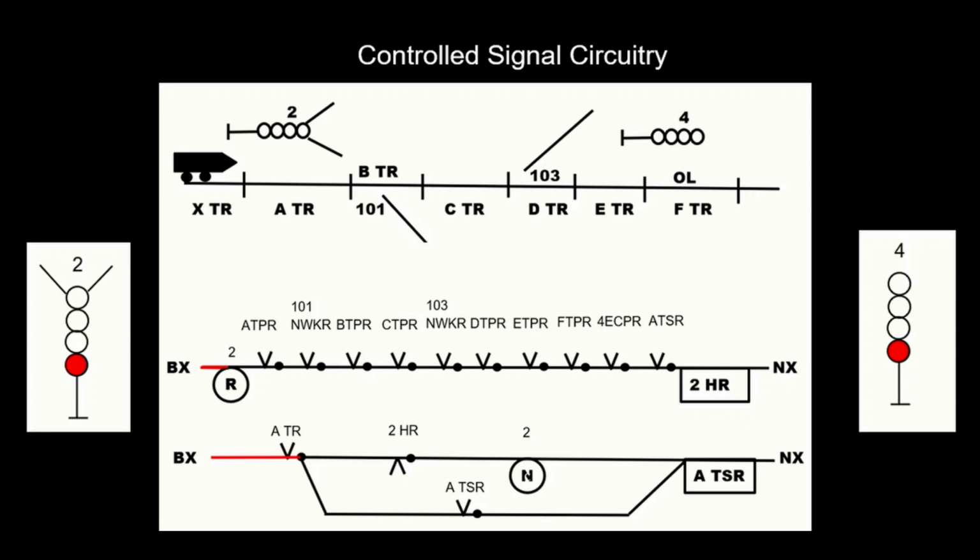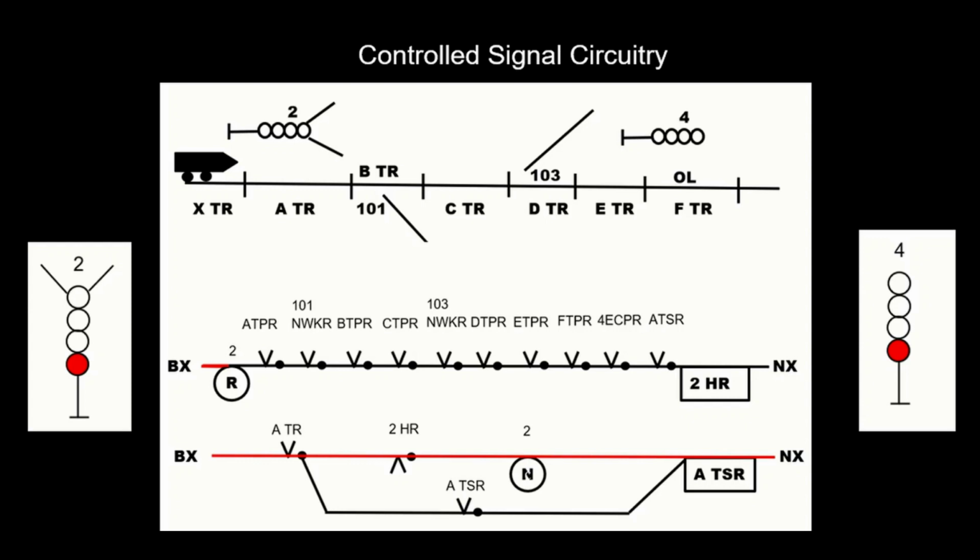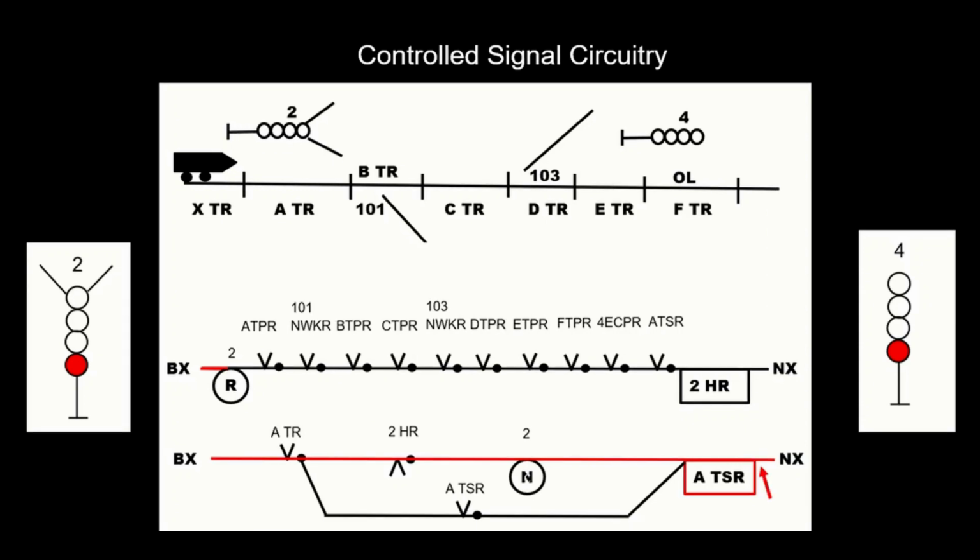A track relay is up, energized. Its front contacts will therefore be made. The lever is normal, so the HR will be down. The current will flow through a TSR, which will energize up. The circuit shown in red is known as the pick path.